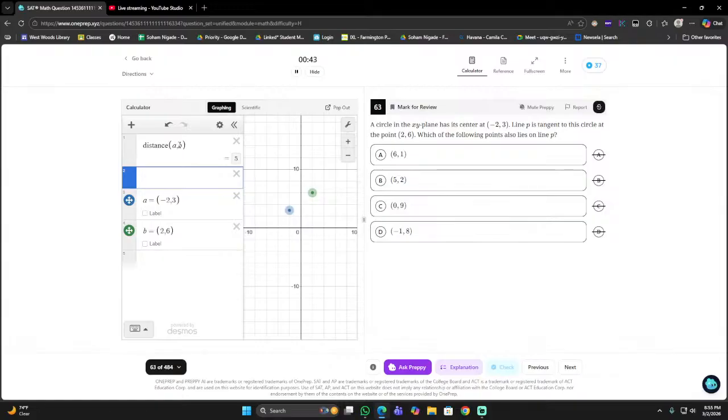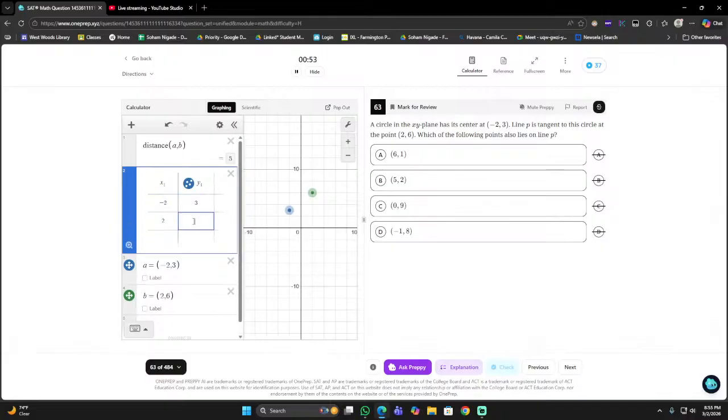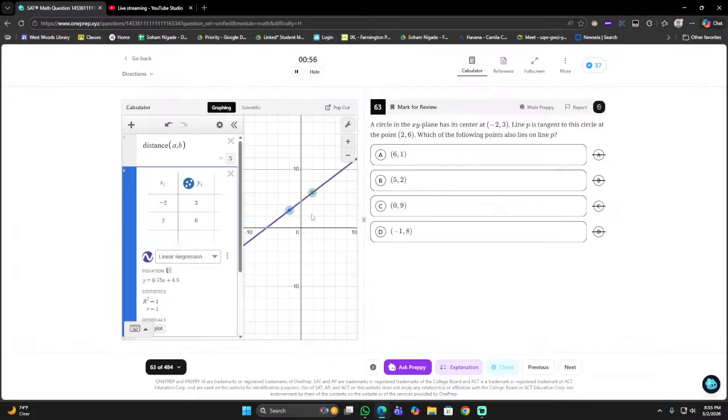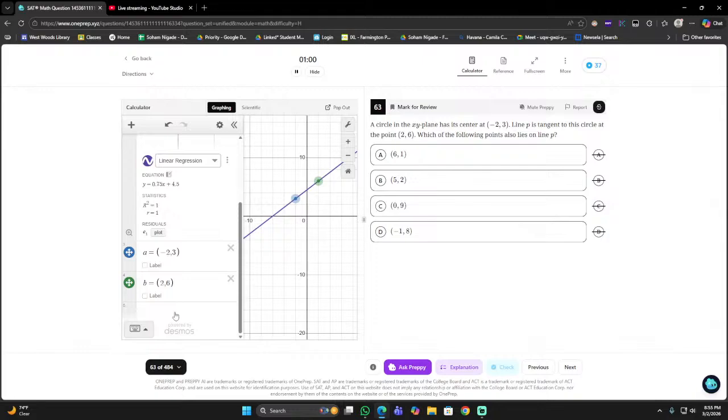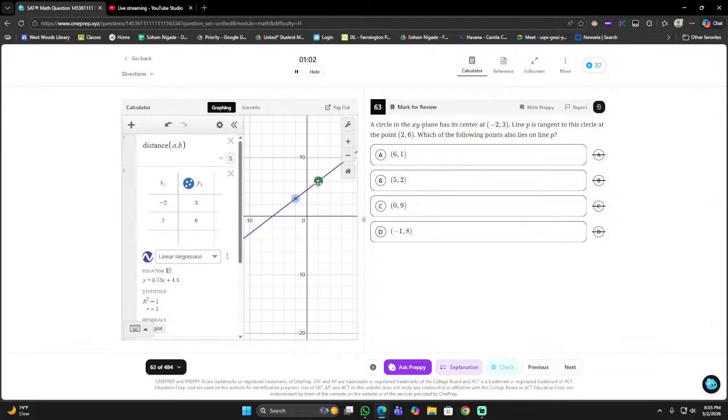So now we have this point, right? So I'll make a table. Negative 2 over 3, 2 over 6. You create a line here. And now you want an opposite slope. So now your equation has to go through this point, and it has to have an opposite slope, okay?